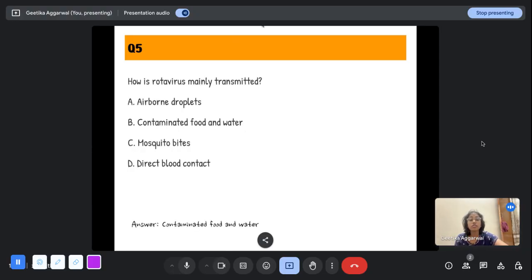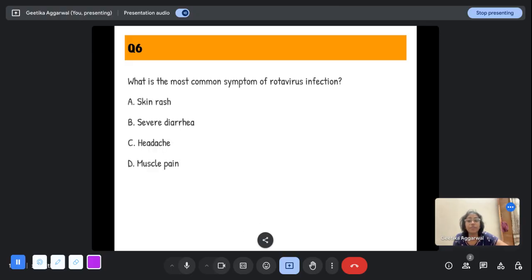As we discussed, rotavirus is a zoonotic disease again. It's being transmitted from animals to humans via the fecal oral route. And if you touch anything contaminated, or if you consume water or food that has been contaminated, then you'll develop rotavirus.